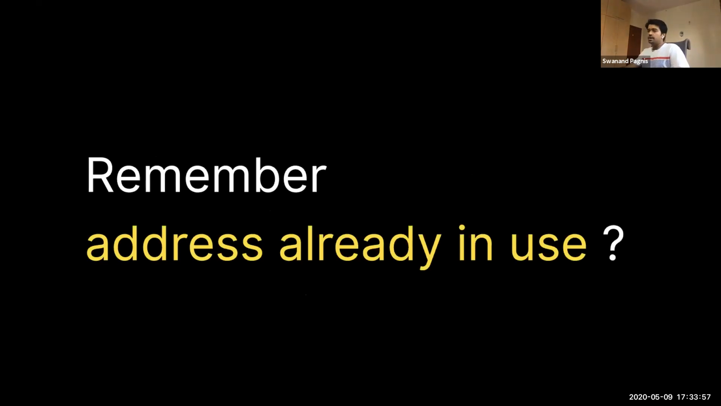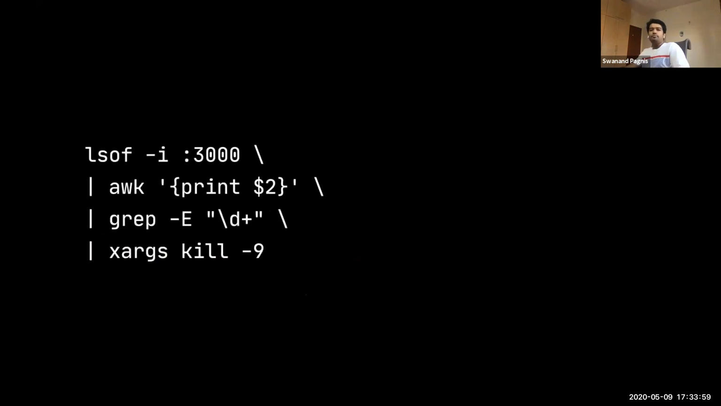Address already in use is that error. Oh, and by the way, pro tip: if you're getting that error, this is a quick bash hack to kill all the processes that are listening to, say, port number 3000. I'll share this in the show notes later.